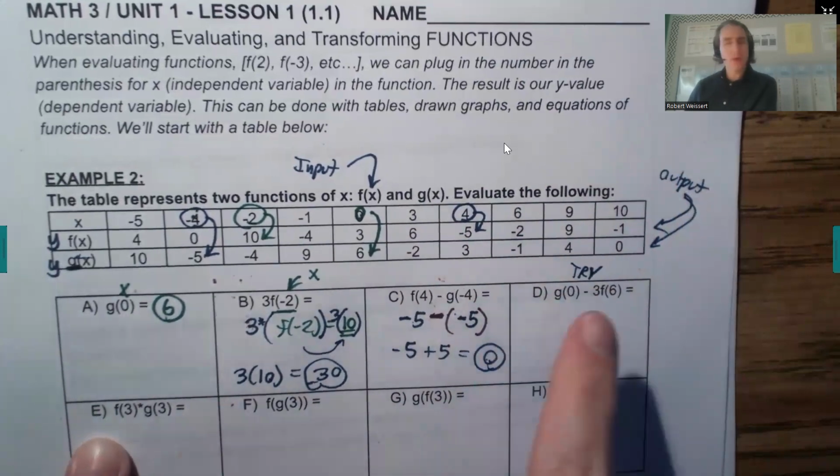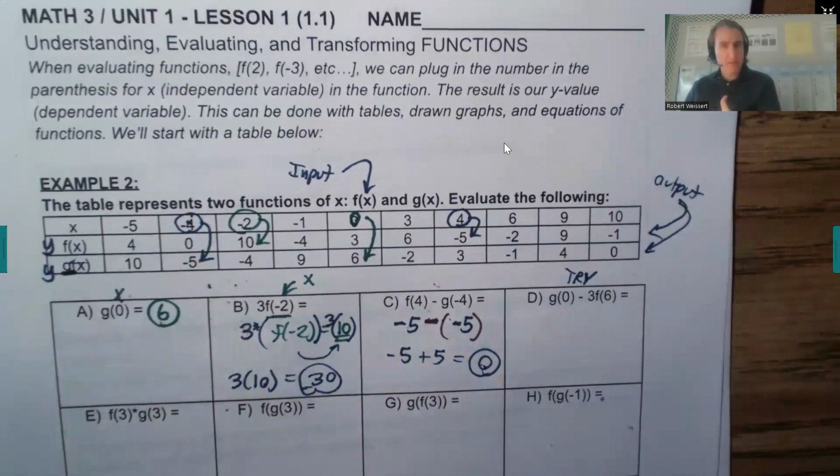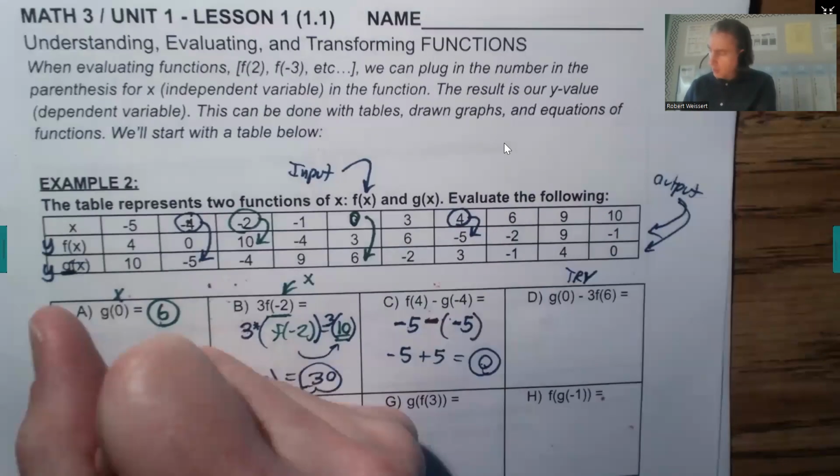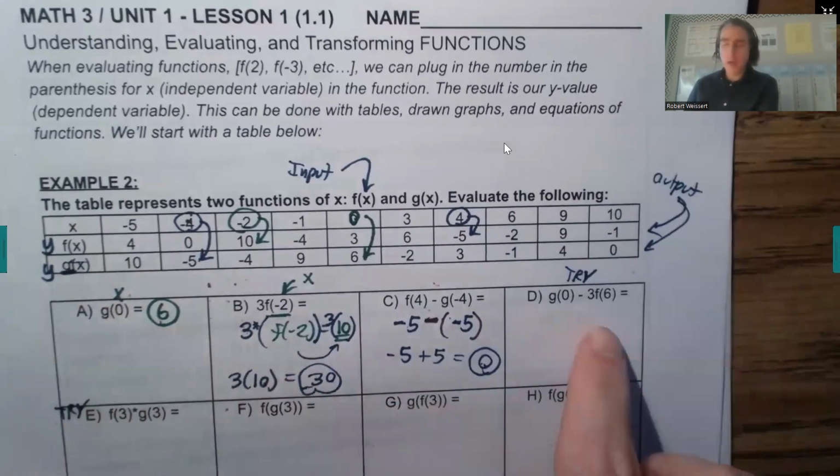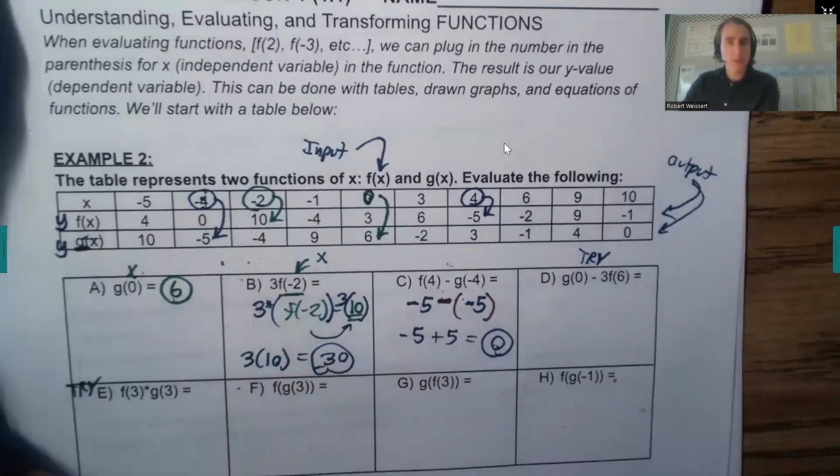The next two deal with combining functions and operating with them. If you would try these two and then pause the video, we can check that after you unpause it.